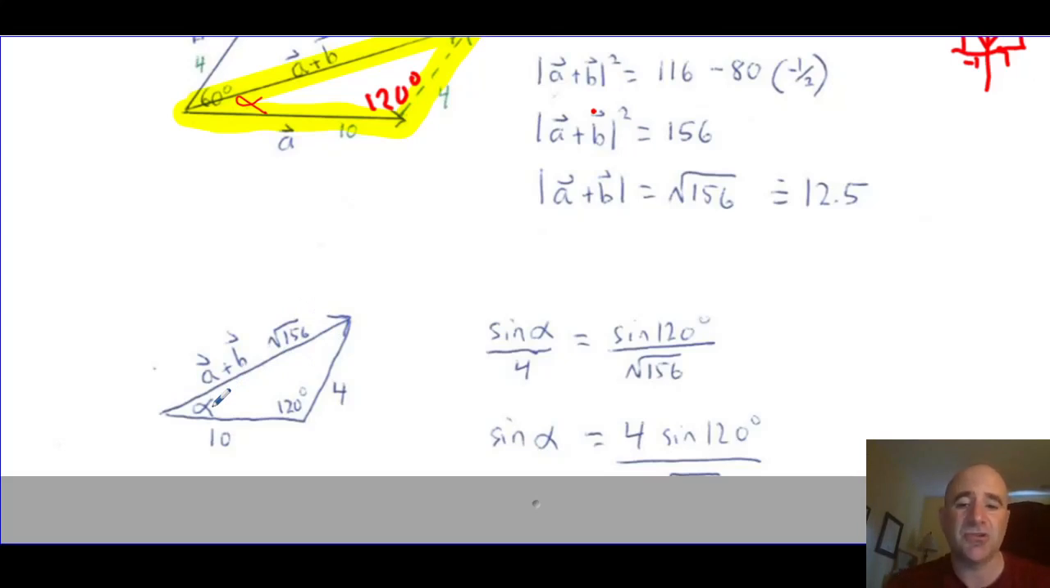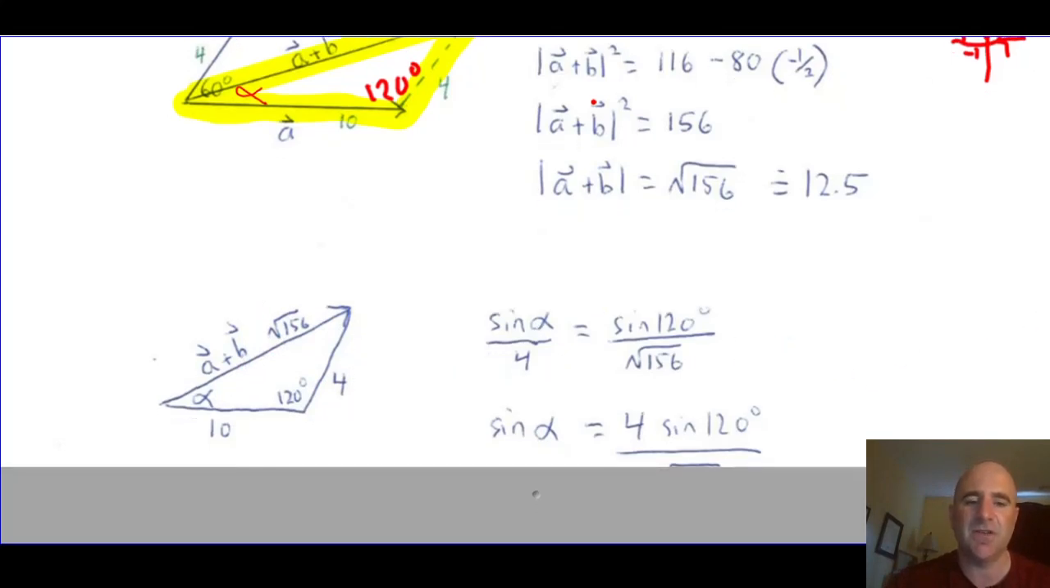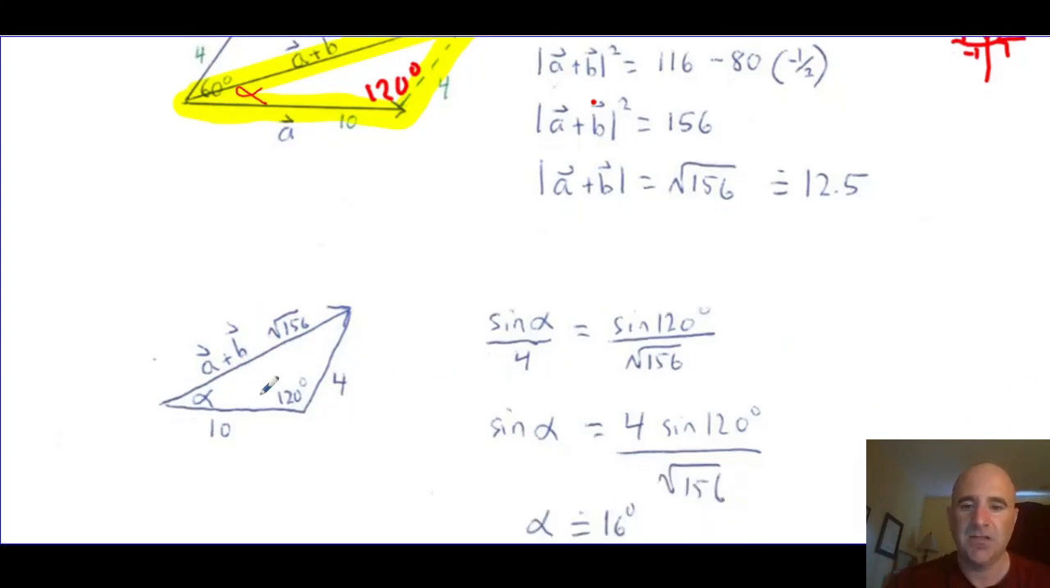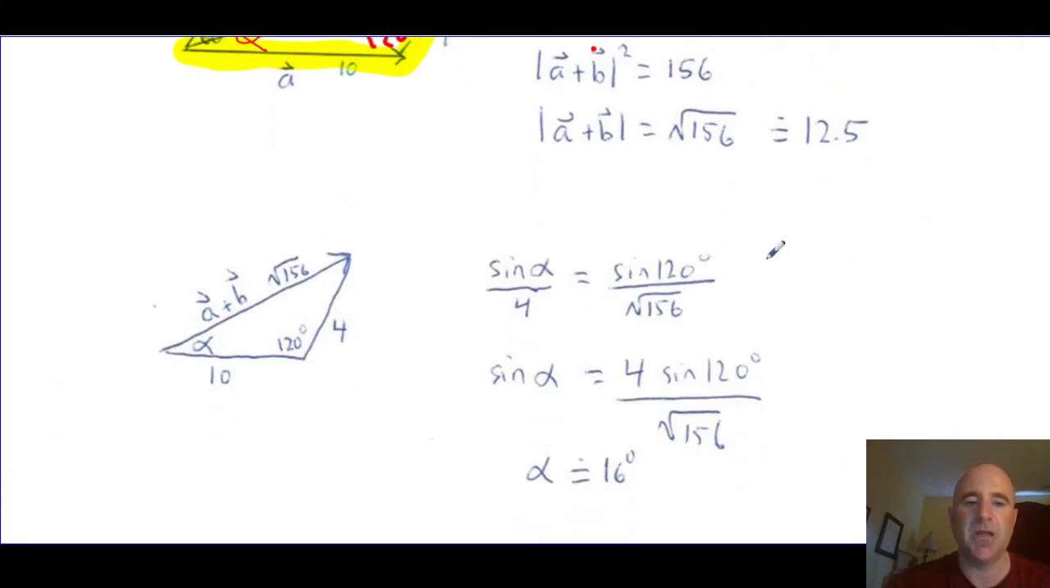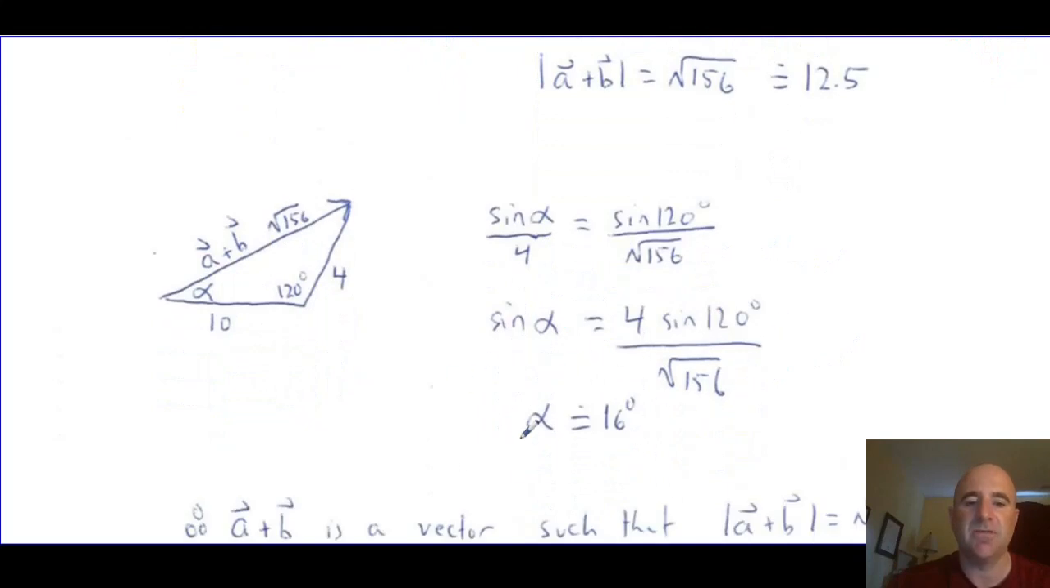We can actually use the cosine law or the sine law because we have all three sides, but we also have this angle here. I've chosen to use the sine law because I find it just a little bit quicker. So sine alpha divided by 4 is equal to sine 120 over root 156. Multiply both sides by 4, do your inverse sine, and you get about 16 degrees.